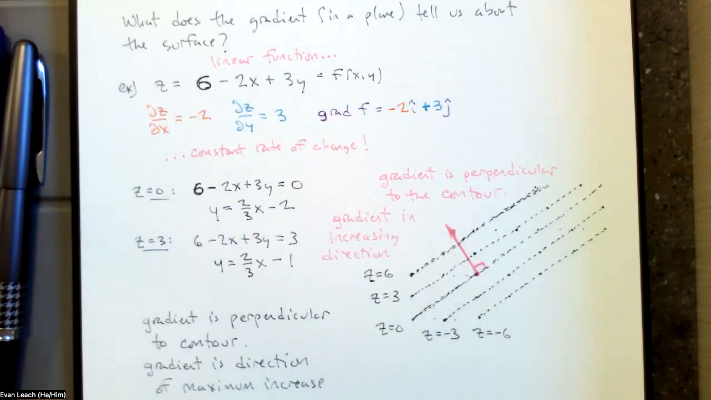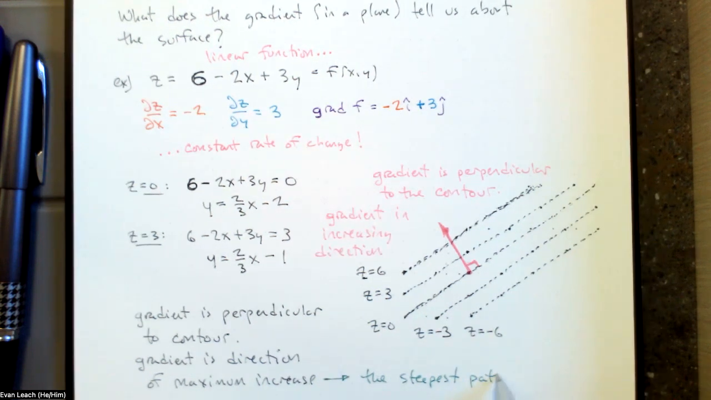The gradient is pointing in the direction of maximum increase. We could think of this as the steepest path up this plane. So if you're standing on this plane and you want to go up by the steepest path, you run perpendicular to the contour.